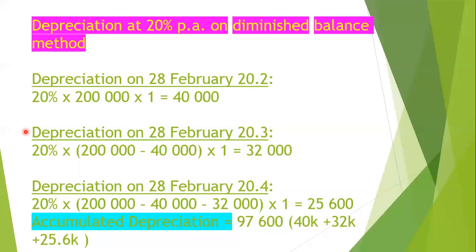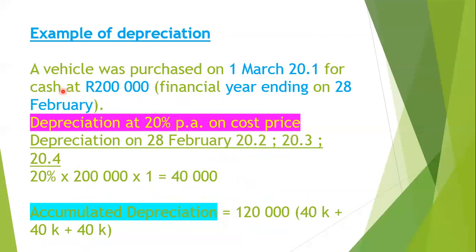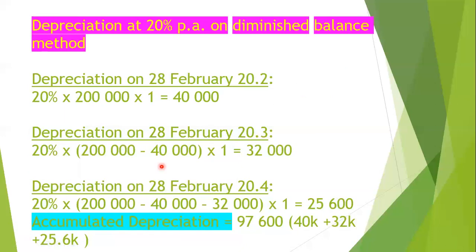So if you see this information here, it says depreciation on 28th February 20.3. Okay, this is where the difference comes in. We still use the same percentage, 20% times 200,000 here, which was 200,000 being the initial cost of the vehicle. The difference comes in where we have to subtract this 40,000. Why do we subtract this 40,000? Because this 40,000 is the previous year's depreciation.